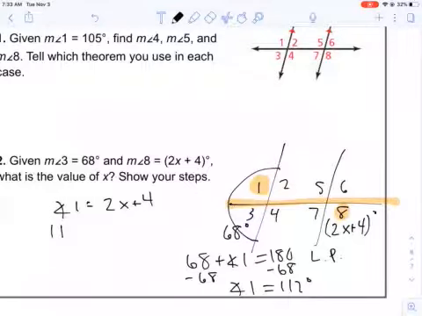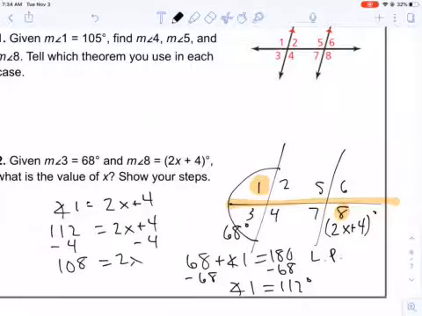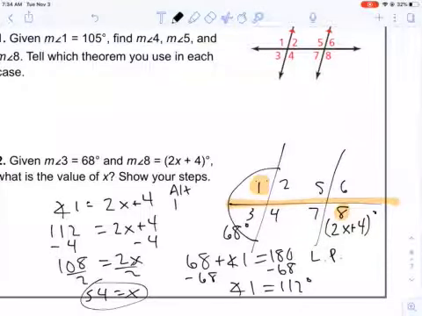So now I know 112 equals 2x plus 4. Minus 4, minus 4, 108 equals 2x. Divide by 2. And just so we don't forget, we knew 1 and 8 were equal by the alternate exterior angles theorem.